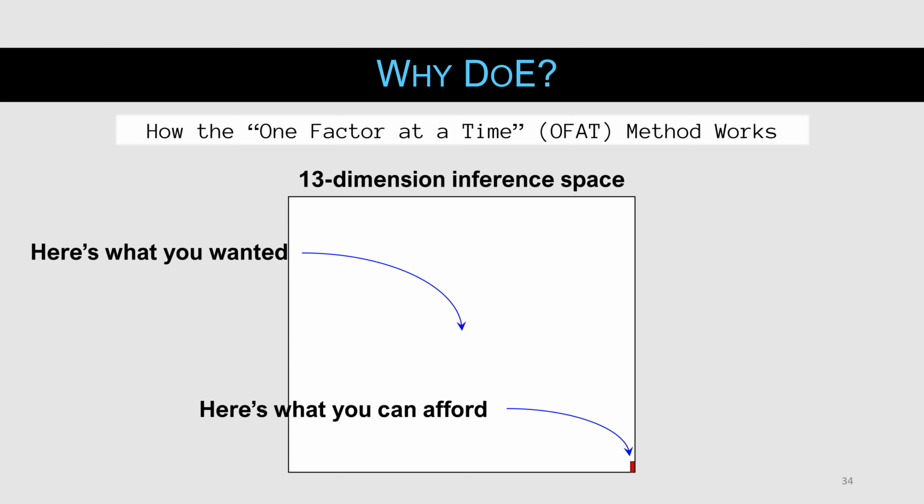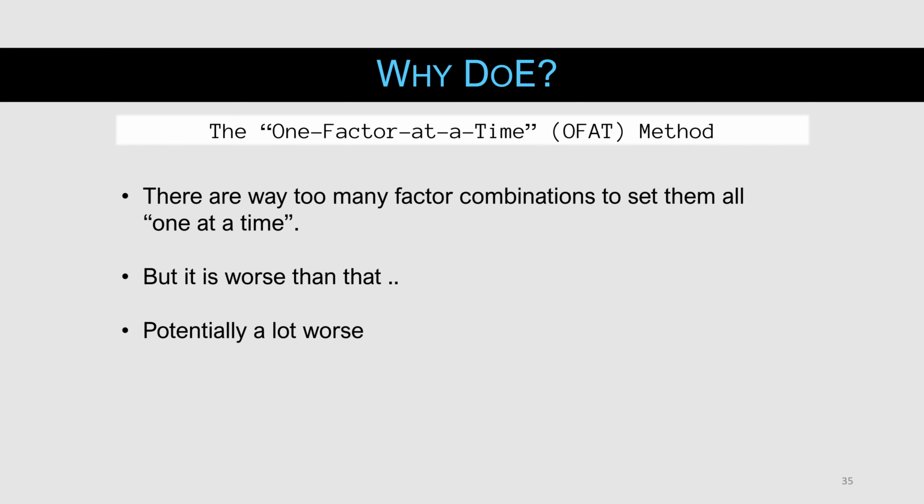Here's a diagram showing what we wanted compared to what we could afford using OFAT experimentation. This, of course, is not to scale, since the red area would not even be visible, since we started with over 4 million combinations and ended up with 32. In fact, to see that red area, you'd probably need an electron microscope. There's simply way too many factor combinations to set them all one at a time.